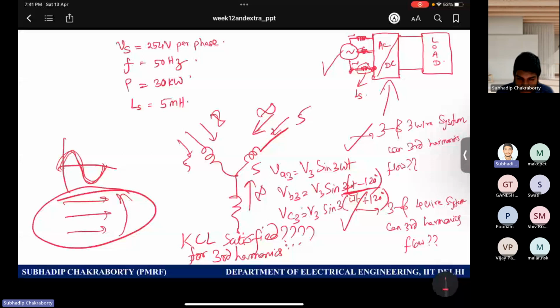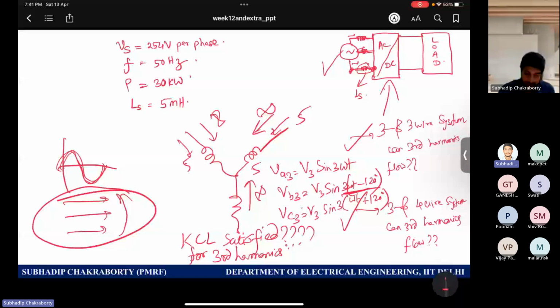So that is the reason. Third harmonics cannot flow in a three-phase, three-wire system. So no, the third harmonics cannot exist, right? But for a three-phase, four-wire system, KCL is not violated because the remaining unbalanced current will flow through the neutral. So yes, third harmonics can exist. That was the thing. Okay.